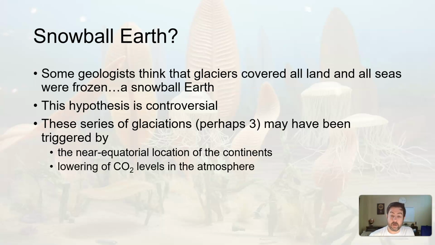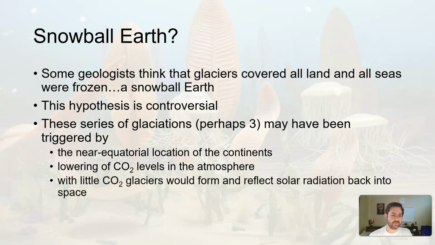The lowering of carbon dioxide levels in the atmosphere was occurring during the Proterozoic. We'll talk more about that, I believe, next section when we go into the atmosphere. With little CO2, because CO2 is a greenhouse gas, if we have less of that in the atmosphere, that means the climate's going to get cooler. So with little CO2, glaciers would form more easily because it's cooler.